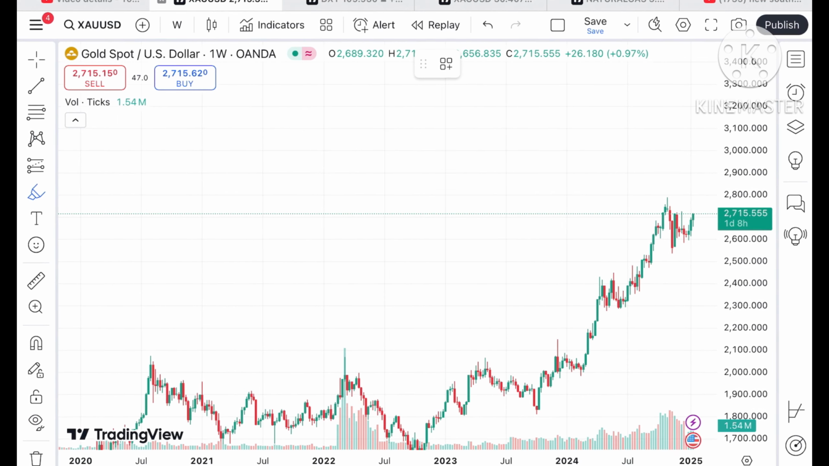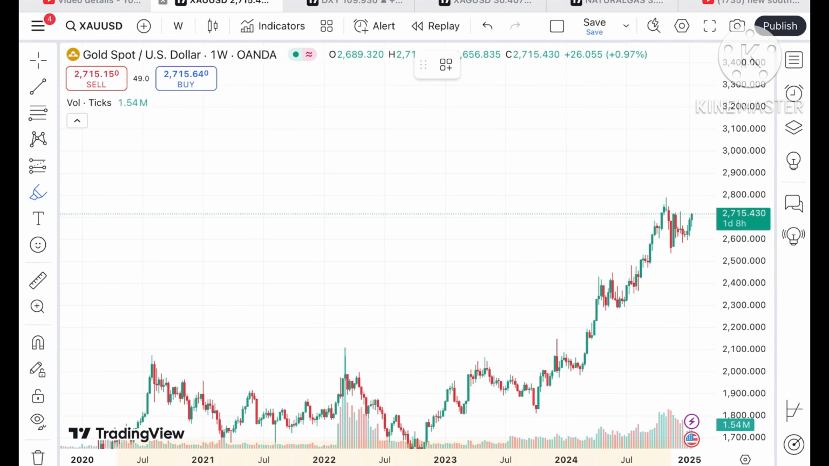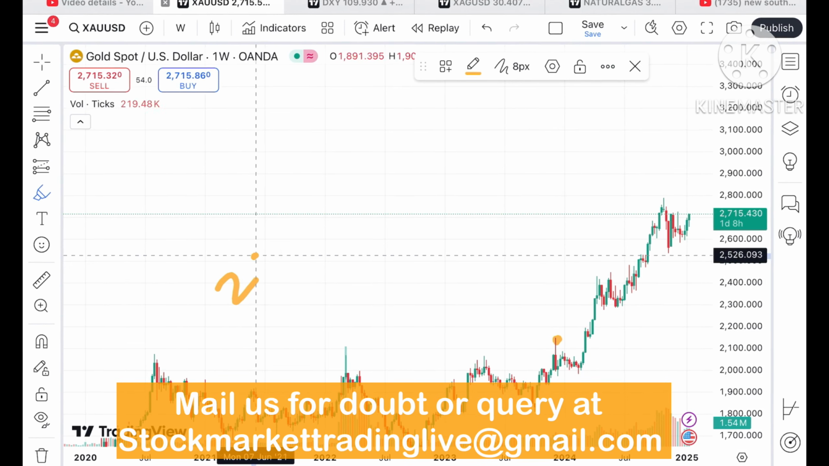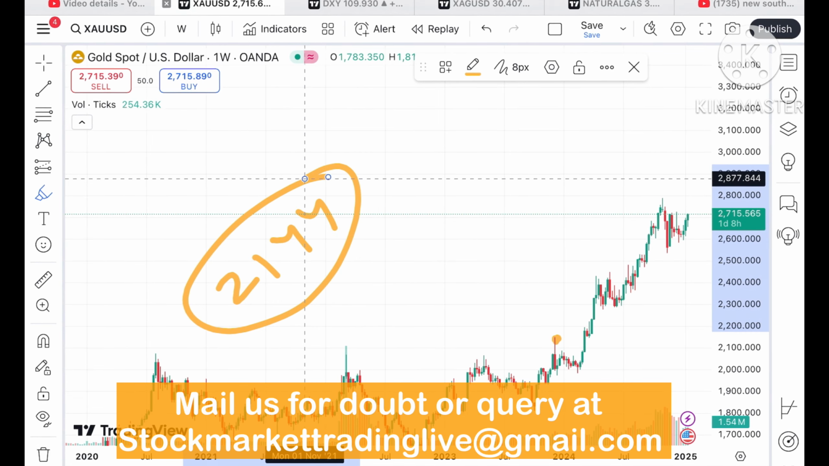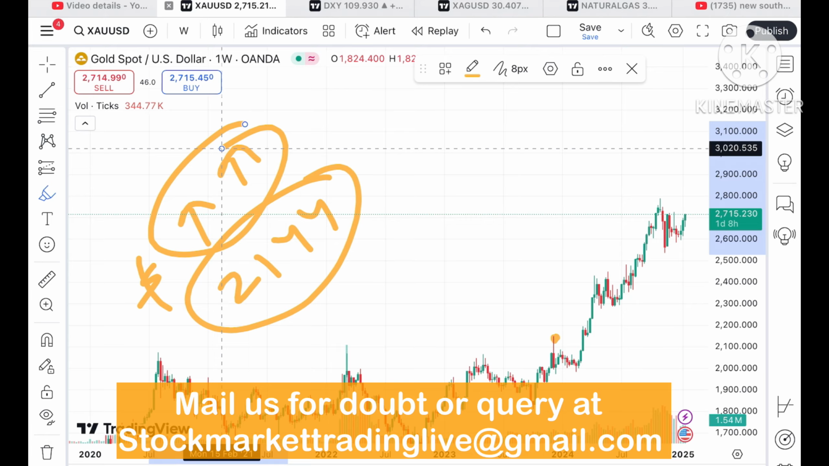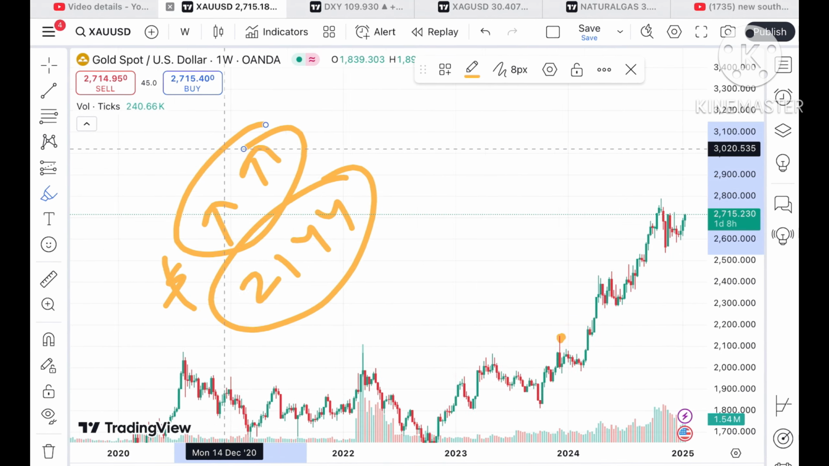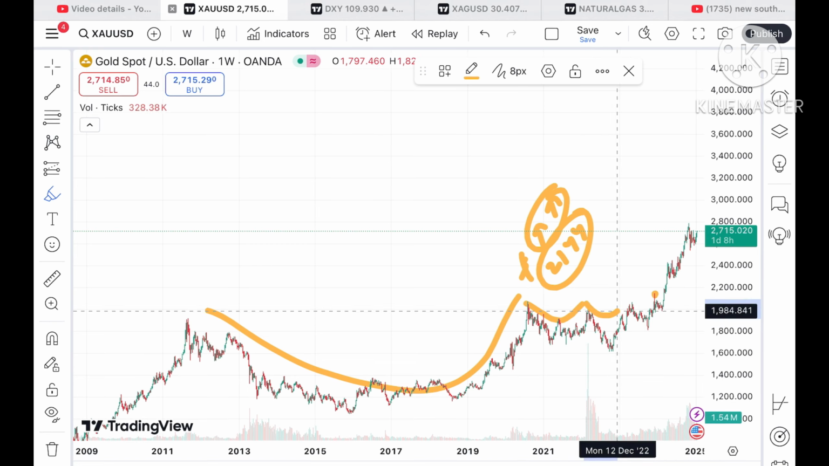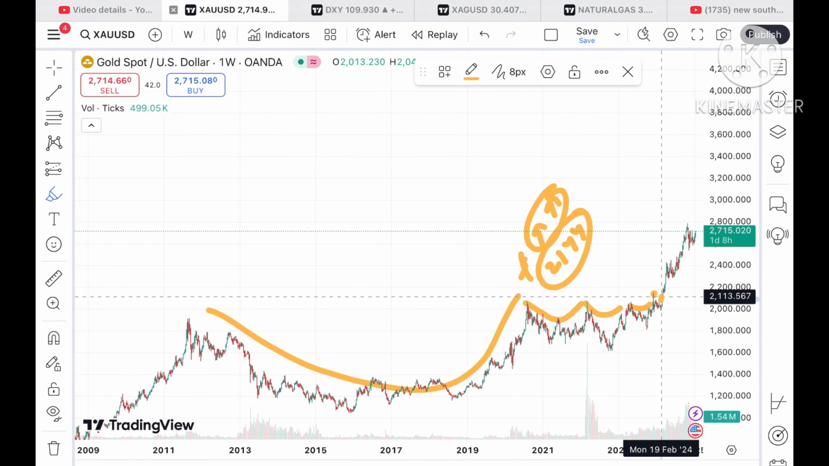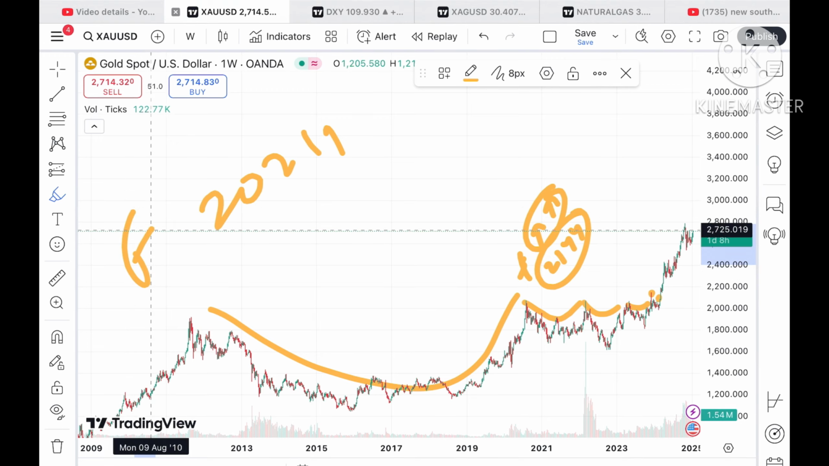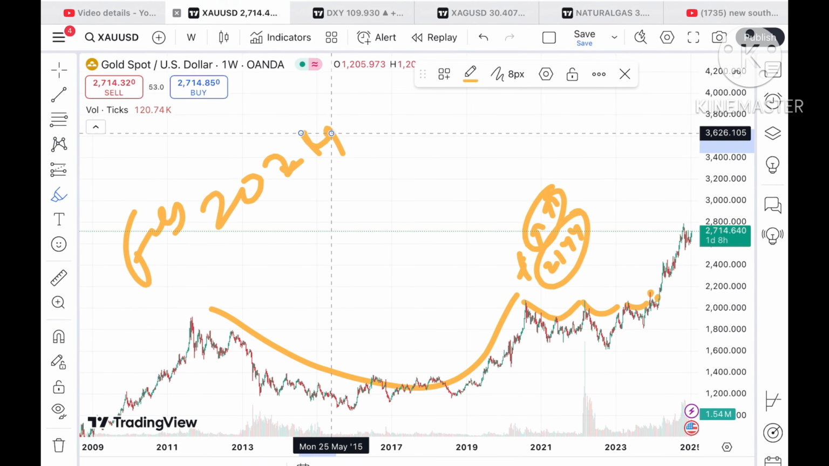Okay, and if you look at this particular trend, after breaking this particular high from $2144, we have seen a continuous upside. If you look at this trend, it is creating a pattern, and this has continued for a period until around February of 2024. This was the pattern which was created.